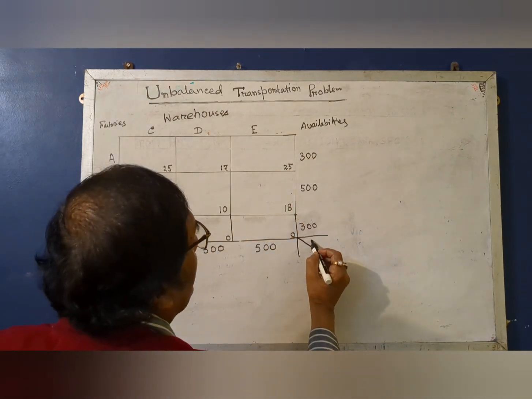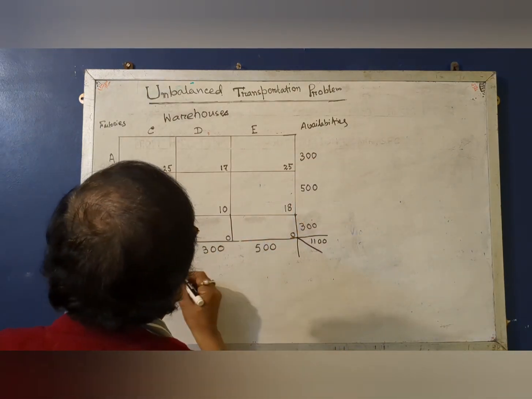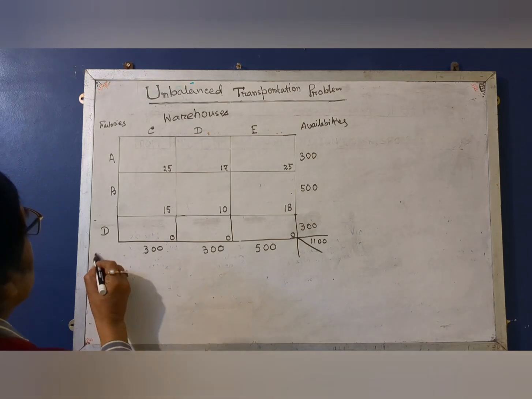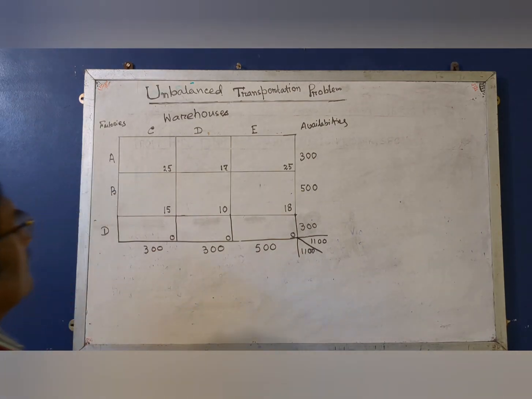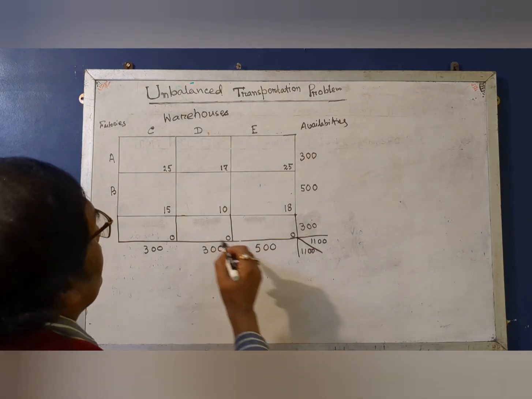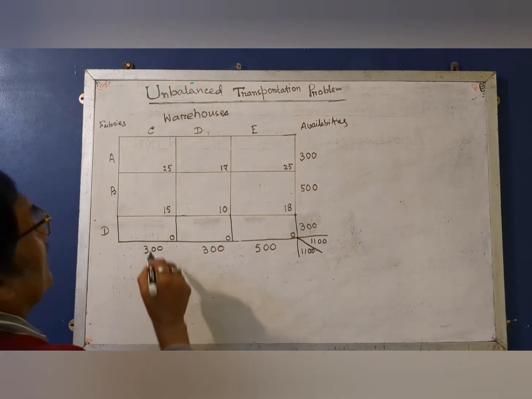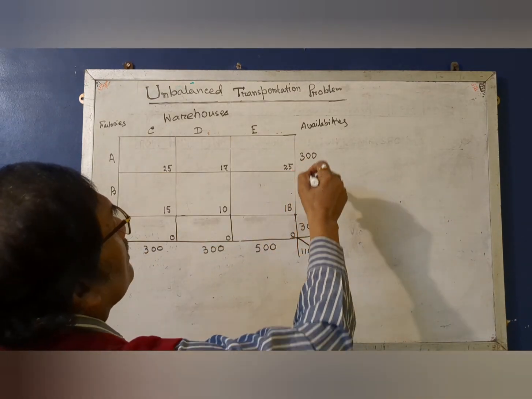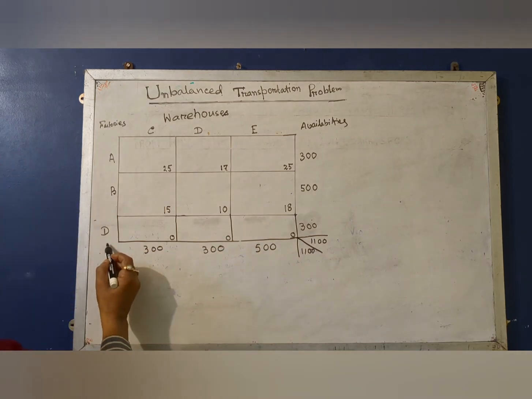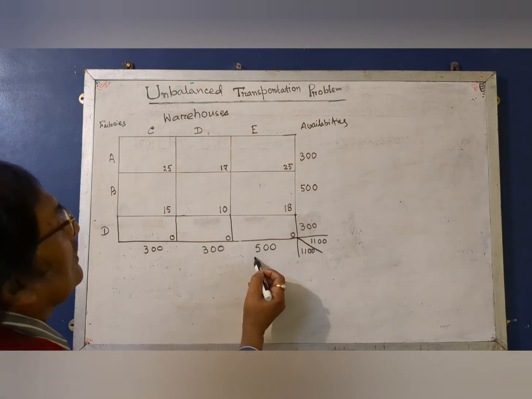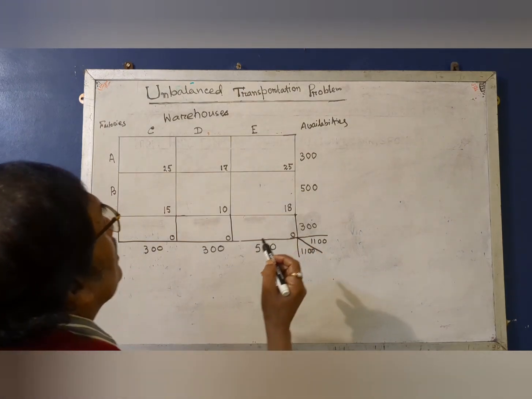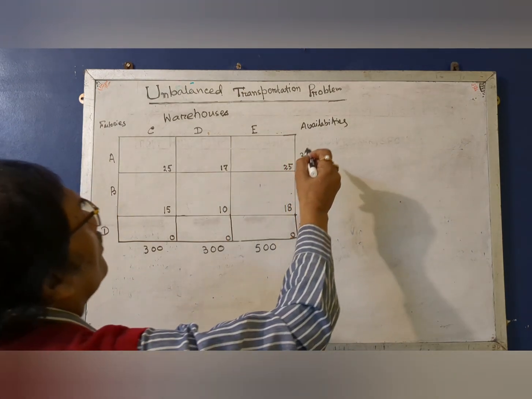Now you add that this is 1100, and the availability I have already mentioned, this is the availability, that is also 1100. That means in this way you can convert an unbalanced problem to balanced problem. Here the availability is less, that's why I have added the dummy source. But if the problem is such that the requirement is less, then what you will do? In that case, you will add one dummy warehouse.